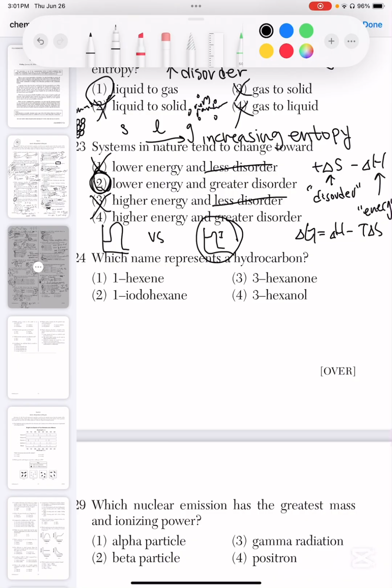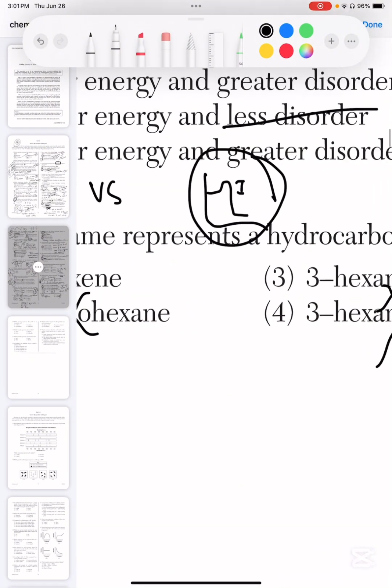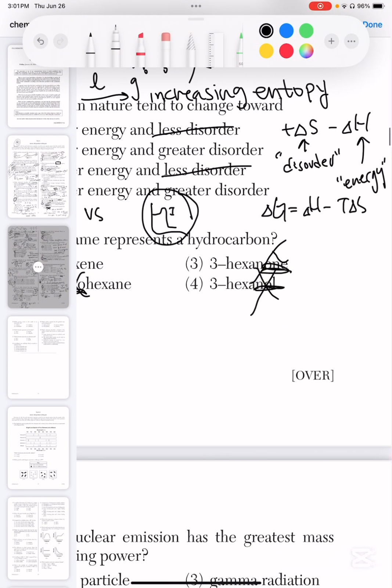Low energy, high entropy. Which name represents a hydrocarbon? This is a halocarbon. This is a ketone. This is an alcohol. This is a hydrocarbon. Just look at the parts or the suffixes.